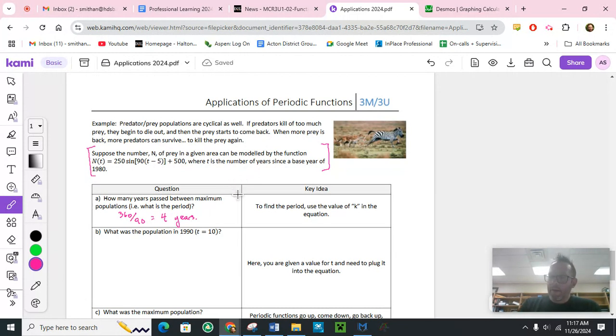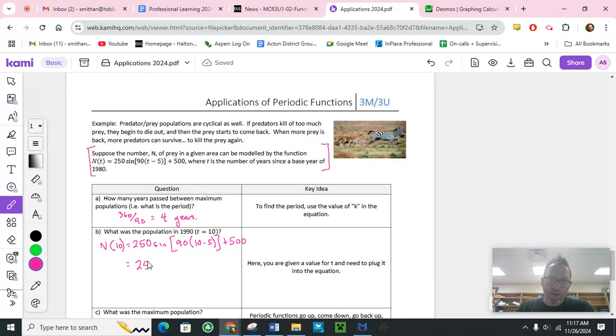The second thing we'll be expected to do is use the function to find a y value, or a value of the dependent variable. Basically just do kind of plug and play. So what was the population in 1990? Well, you just plug in 10. So 250 times the sine of 90, we're doing 10 minus 5, and then plus 500.